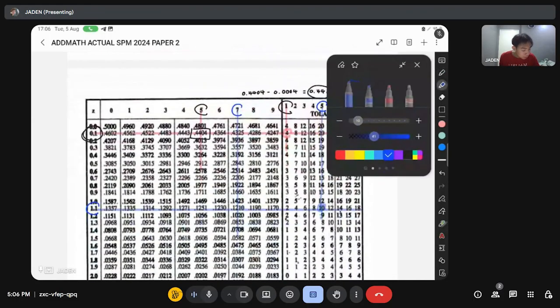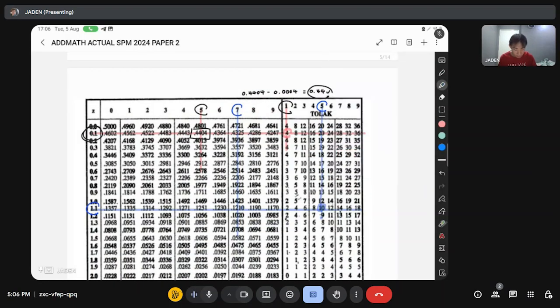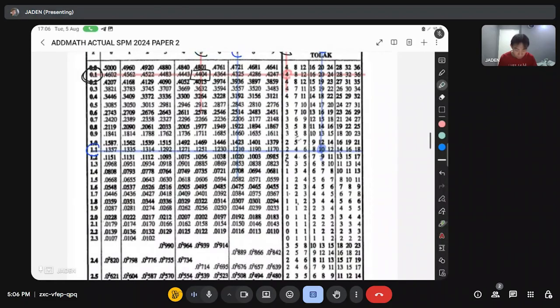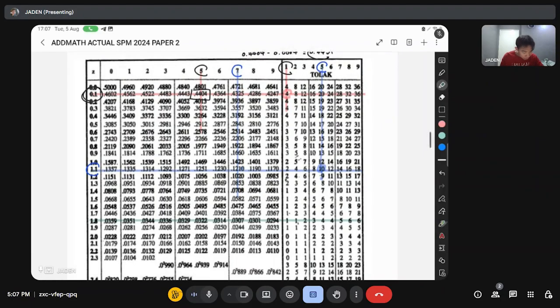Let me use a different color now. I'm going to use, let's say, green. So 1.875 is this. 1.87, which is this row. Okay, I got this value, 0.0307, and then we have another 5 which we have to deduct.